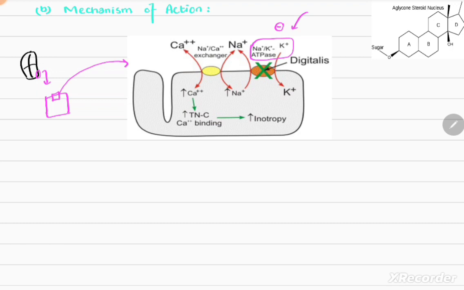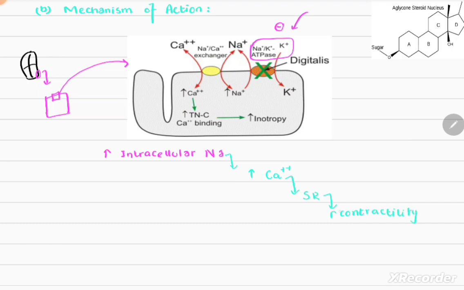Digoxin actually inhibits the sodium potassium ATPase pump, and as a result, the concentration of sodium inside increases. There is an increase in the intracellular sodium. Now, this intracellular sodium will in turn cause an increase in the concentration of calcium. This calcium will go into the sarcoplasmic reticulum, where it is released in the vicinity of actin and myosin, and increases the contractility.